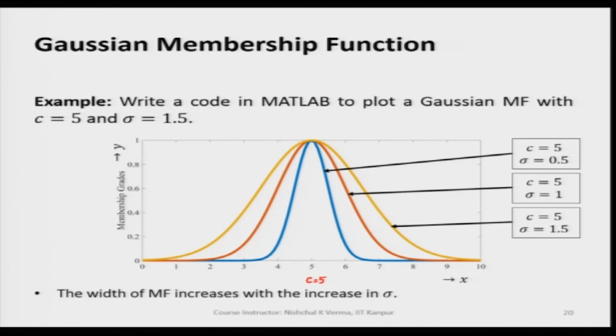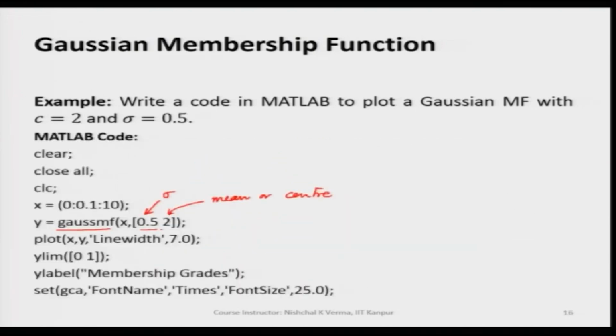So, sigma is increasing. With increase of sigma, the spread is increasing. If we increase the sigma, the spread is increasing. So, that is how, if you would like to plot a fuzzy Gaussian membership function, we can very easily plot a Gaussian membership function by using this MATLAB code.